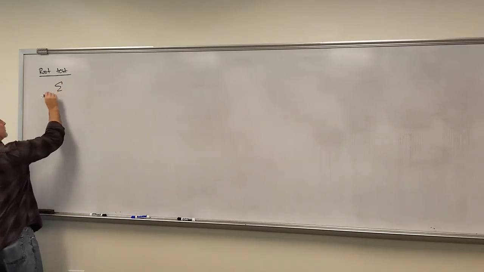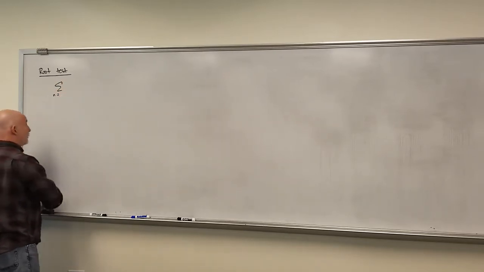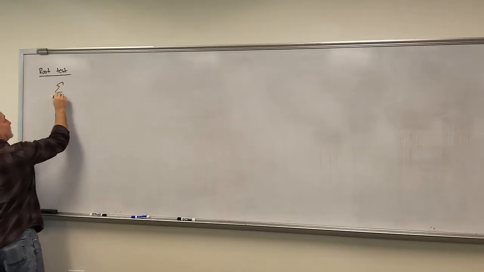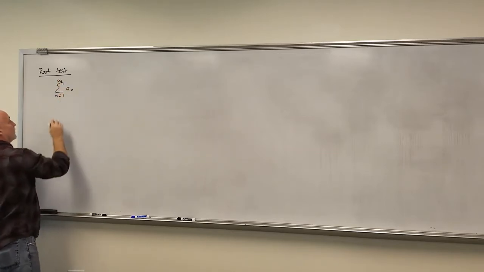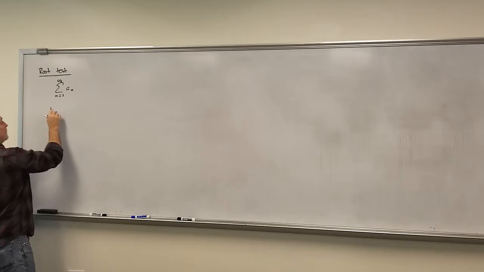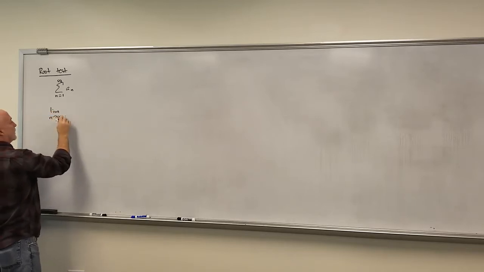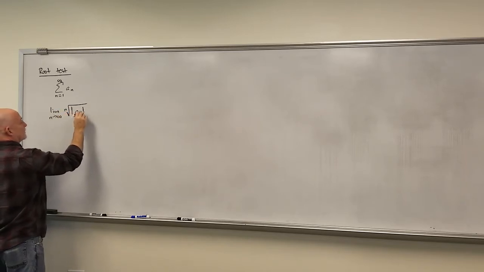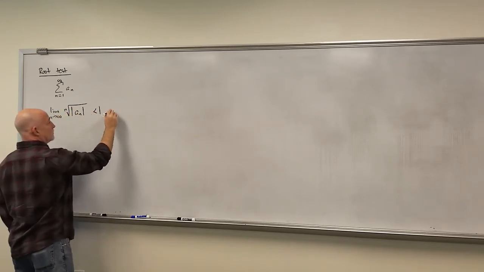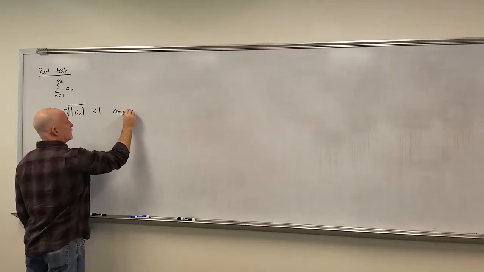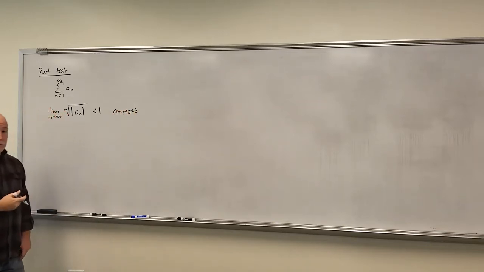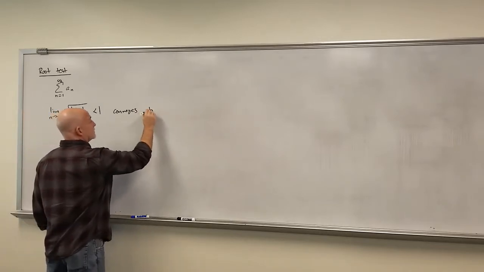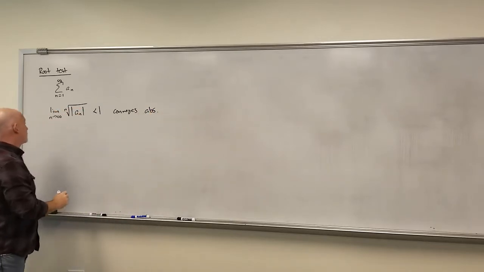Again, we're starting with some summation. Let's start again. Some summation, n equals 1 to infinity of a sub n. Now, if we do the limit as n goes to infinity of the nth root of the absolute value of a sub n, if this is less than 1, that means it's going to converge. And since we have the absolute values on here already, we can say that it converges absolutely.